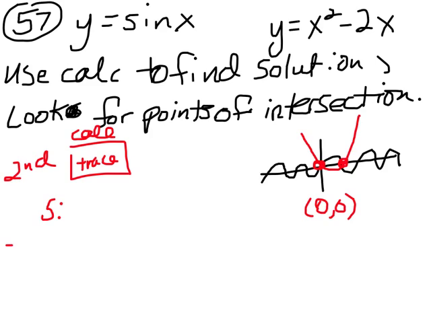And then the next one, we're going to do it again, second trace 5 again. And this time we want the other point, so we're going to move our cursor with the left arrow over to the other point and try to place it as close as we can to the point of intersection. And hit enter, enter, enter.